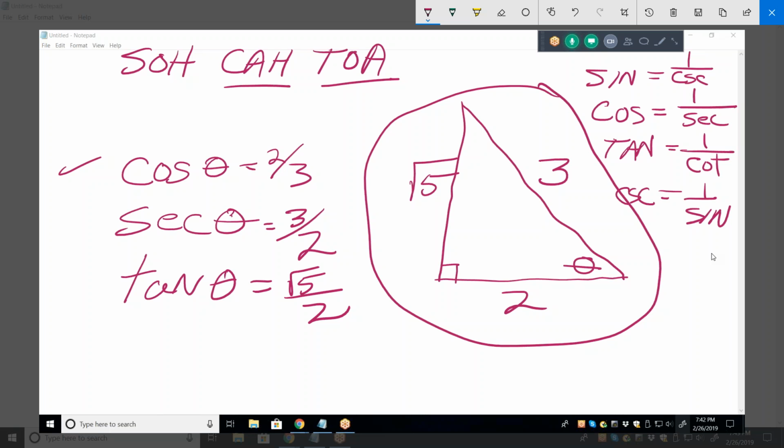Good. Okay. Which sine of theta is what? 2 over root 5. Sine is opposite. What's opposite to theta? What side? Oh, root 5 over 3. Okay. And which one are we missing here? I've got sine, tangent, cosecant. How about cosecant of theta?